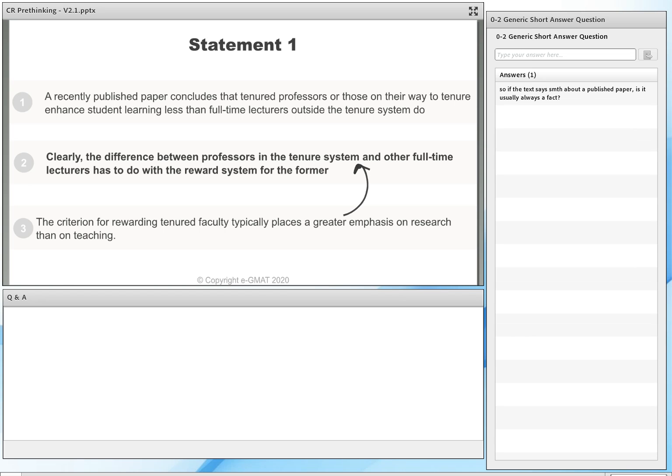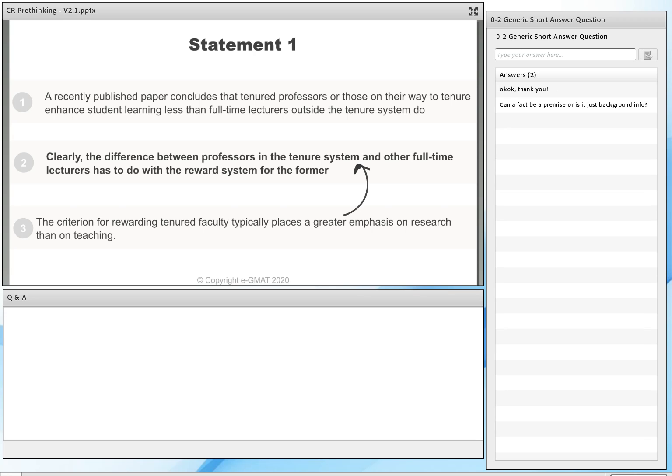So if the text says something about a published paper, it's usually always a fact? Not necessarily. Don't remember this way. Very few formulaic things. I don't want to give you something formulaic that you can just remember and apply. The GMAT's not a consume and just puke kind of test. You can't do facts. Why? Because there is a possibility that the author may make a conclusion or a claim about the published paper. If the author had said clearly the facts in the paper are wrong, then the author could say something about the published paper, and that would be the main conclusion.